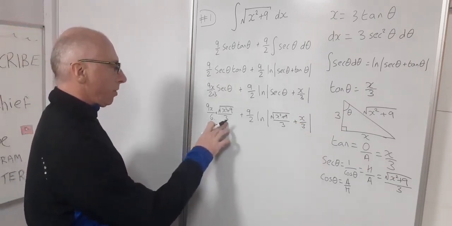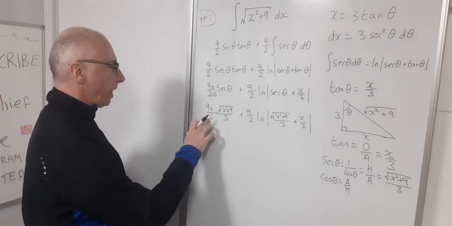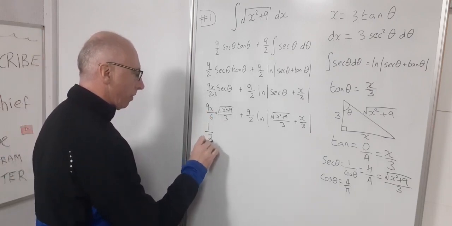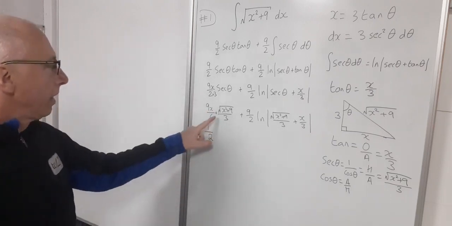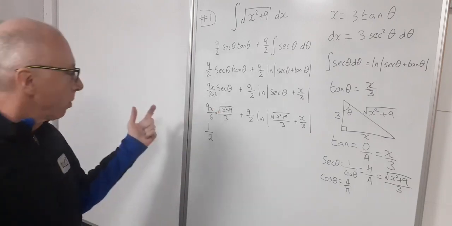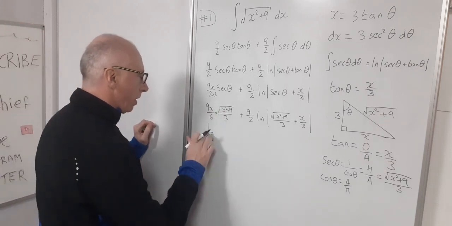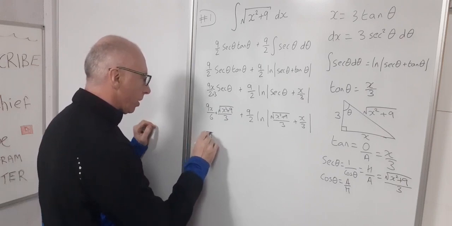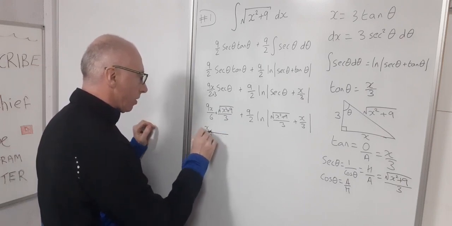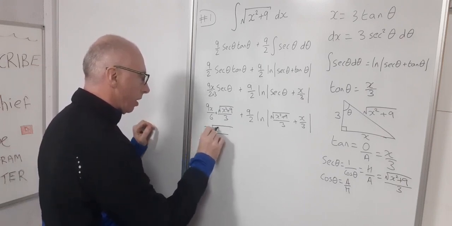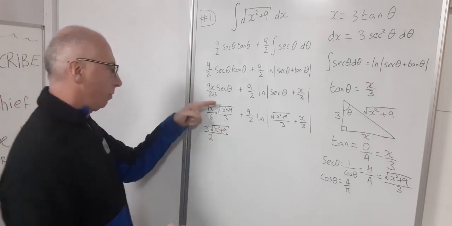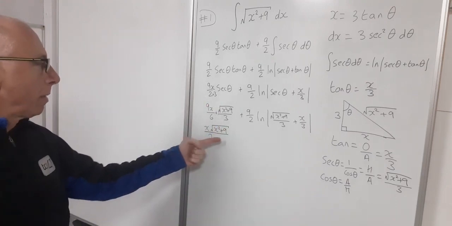Well, 6 times 3 is 18, 9 over 18, that's just going to give me a half. So I've got a half, and then x times the square root of x squared plus 9. So instead of writing 1 times that, I'm just going to put that into my fraction. So now I've got x times the square root of x squared plus 9. So that will just become that. So I'm happy with that.